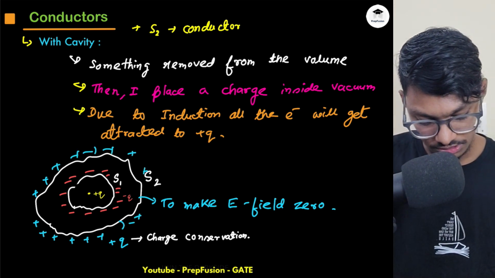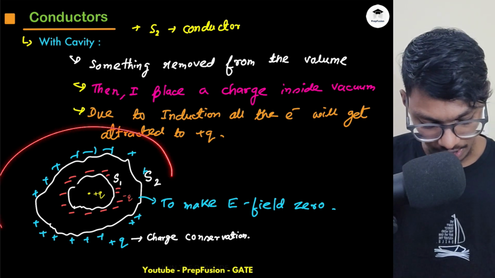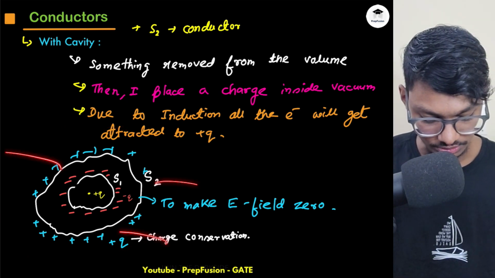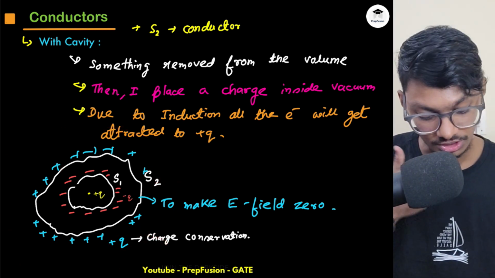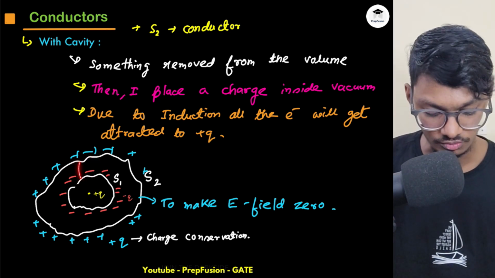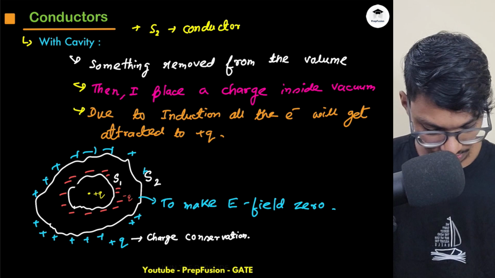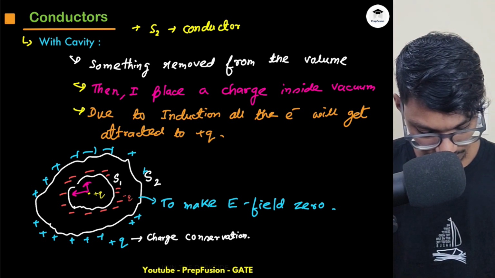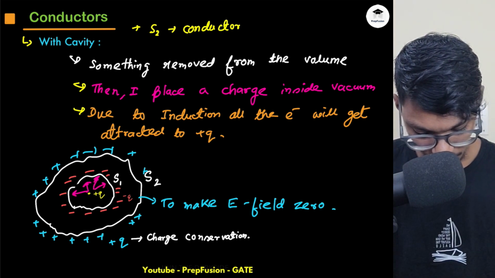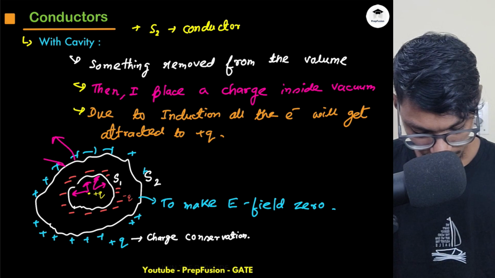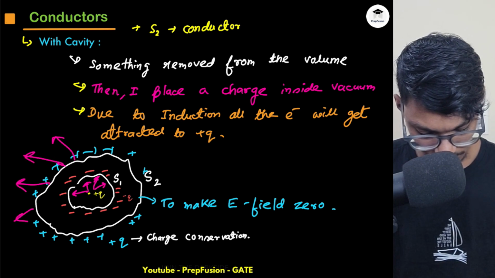So overall charge is conserved and the electric field outside will be radially outwards, but inside the conductor it is zero. There is no electric field, right? So how will the electric field look? This is air, so the field will be here, here, here. Again, it will not be in the conductor, but it will be outwards from the conductor.